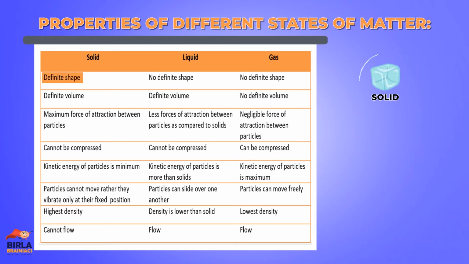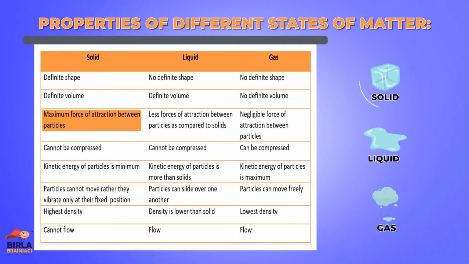Solids have a definite shape, liquids do not have any definite shape and gases also do not have any definite shape. Solids have a fixed volume, liquids also have a fixed volume, whereas gases do not have any fixed volume. In solids, there is maximum force of attraction between the particles. In liquids, the force of attraction between particles is less as compared to solids. In gases, there is negligible force of attraction between the particles. Solids cannot be compressed, liquids also cannot be compressed, whereas gases can be compressed.